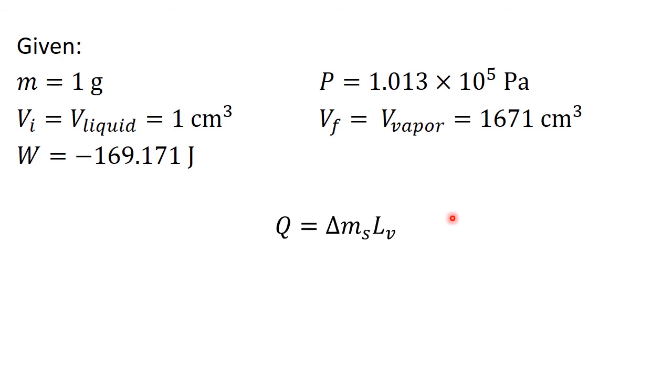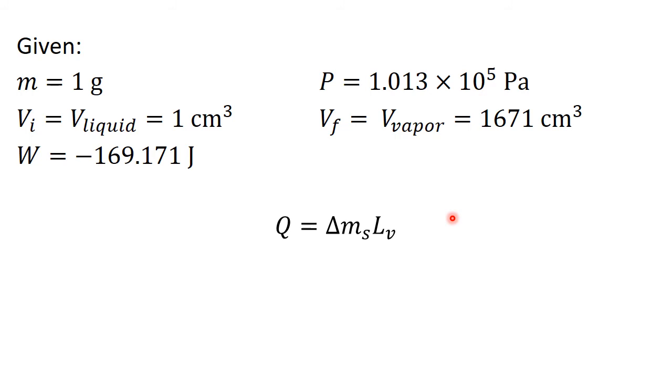Ito yung heat na na-absorb kapag nag-change ng state yung ating system. So, for this example nga, naging liquid to vapor siya. So, meron change of state. At ang formula natin for Q equals change in mass ng system times the latent heat of vaporization. Vaporization ang gamit natin kasi from liquid, naging gas siya, naging vapor.